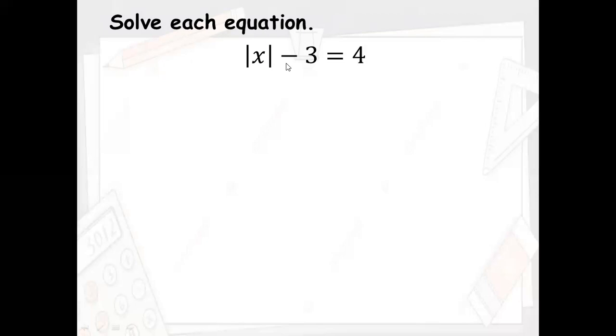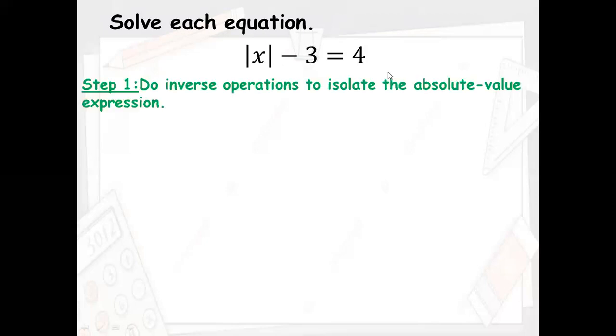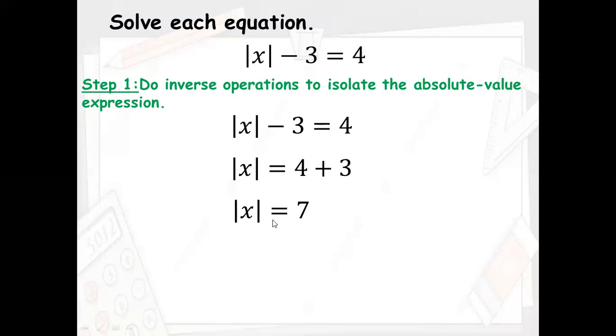Now here it's negative 3. So solve in the sense you will do the opposite, the inverse operation. So we need to move the numbers together. So that will become the absolute value of x equals 4 plus 3, because minus 3 will become plus 3. So the absolute value of x is going to be 7.